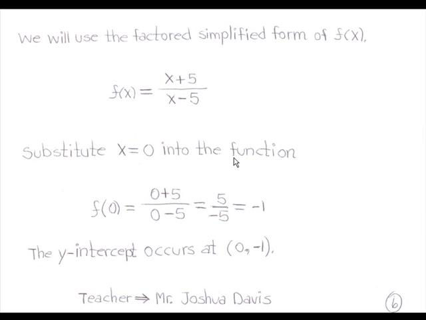Substitute x equals 0 into the function. So here we are in this line, and we directly substituted 0 into that function. We now have 5 divided by negative 5, which equals negative 1. So it does have a y-intercept, and it occurs at 0, negative 1. So when x equals 0 is substituted into our factored simplified form of f of x, the output, or our y value, is negative 1. So the y-intercept occurs at 0, negative 1.